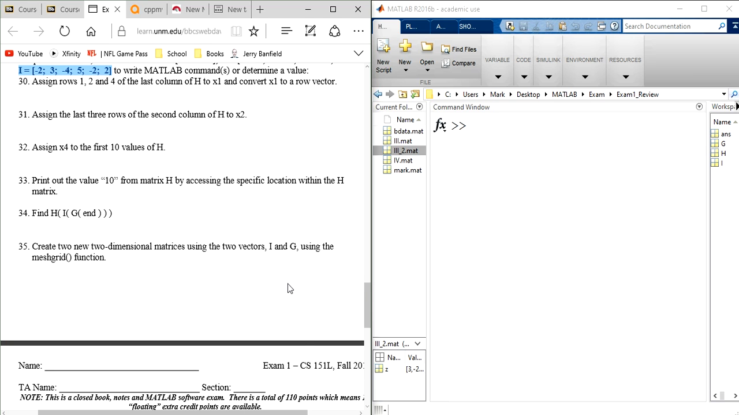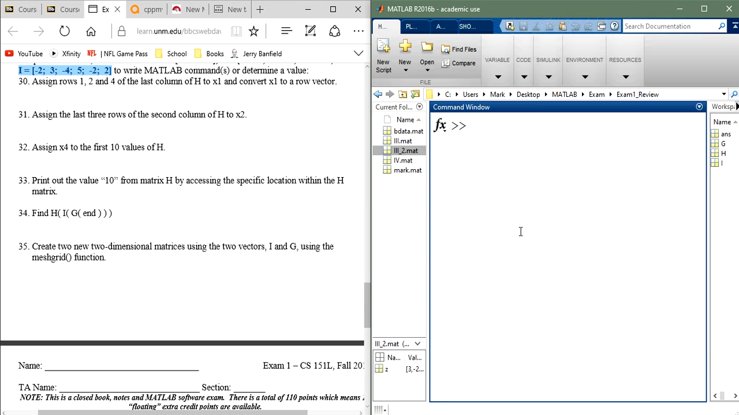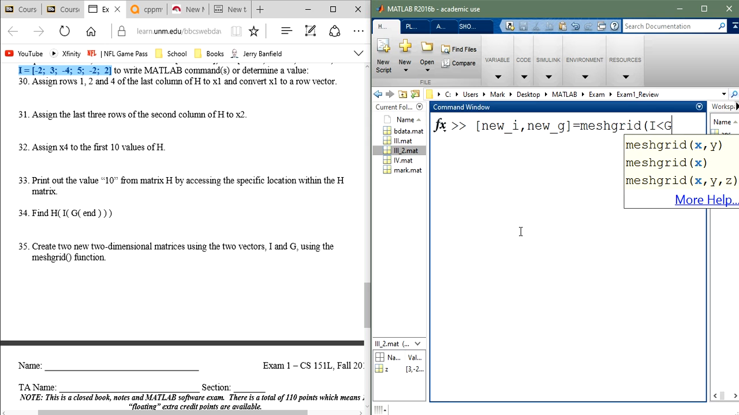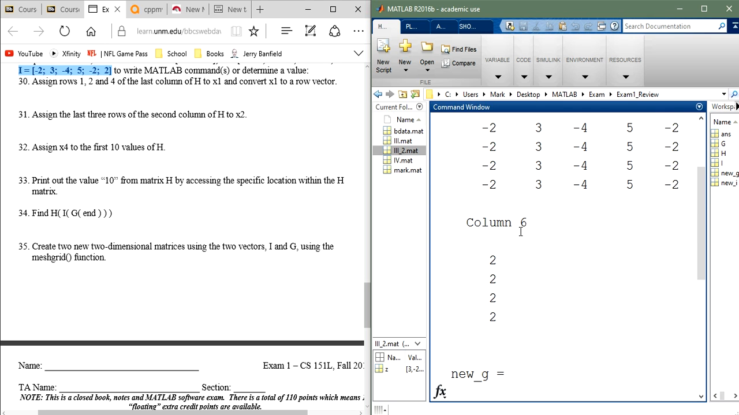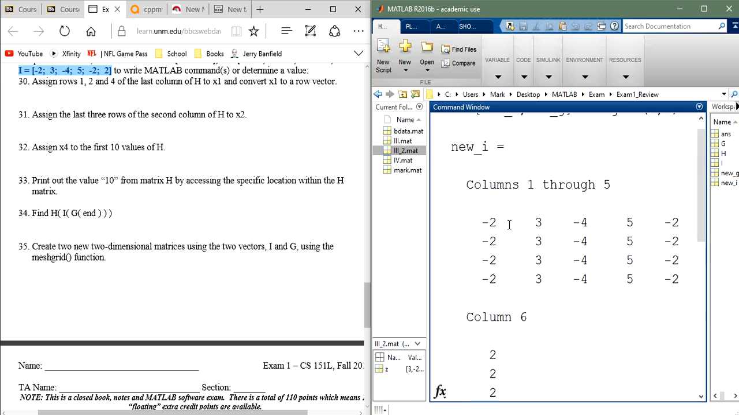Here we go. Create 2 new two-dimensional matrices using the two vectors I and G using the meshgrid function. So there's only one command here, and he's just asking us to use meshgrid by making 2 new two-dimensional matrices. It might be a lot of words, but all we have to say is new_I, new_G is equal to meshgrid of I and G. Then we get a new I and a new G. He's not asking what the new I and new G is. He just wants you to use meshgrid like this.